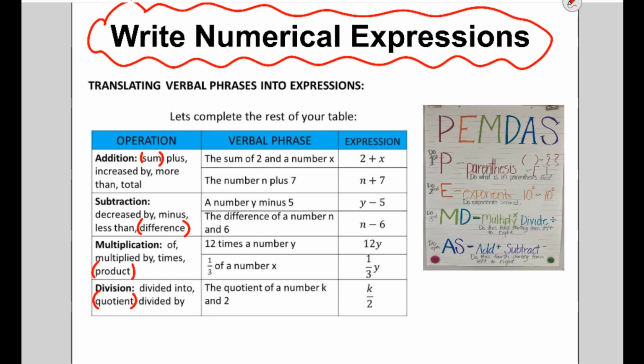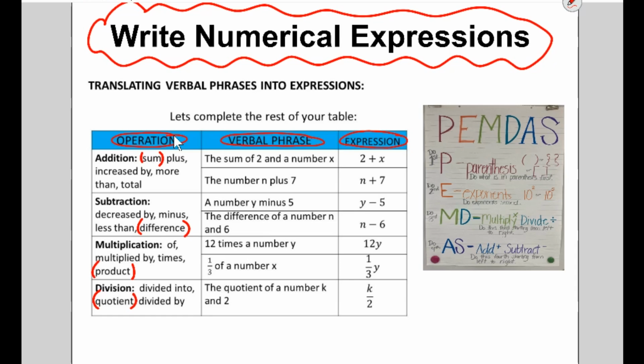If you've ever been into a classroom, or my classroom specifically, you'll know that there are words that we have on a chart that mean addition. There are words that mean subtraction. We have some for multiplication and some for division. Those are all of our operations. You can see that's the left-hand side of the chart where it says operation. These are the different operations: addition, subtraction, multiplication, division. Then we have verbal phrases, which means these are like what we'll see as examples. And then this is what the expression will look like.